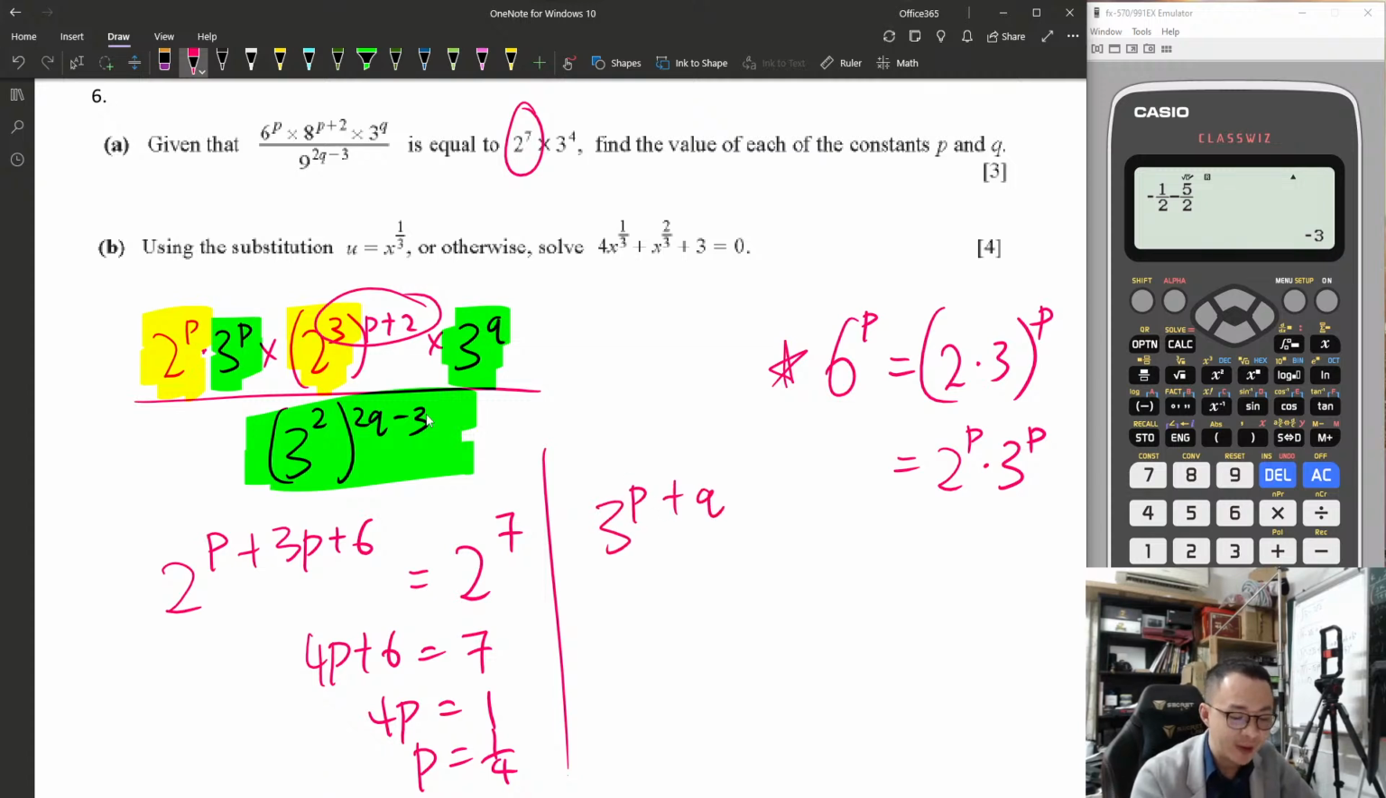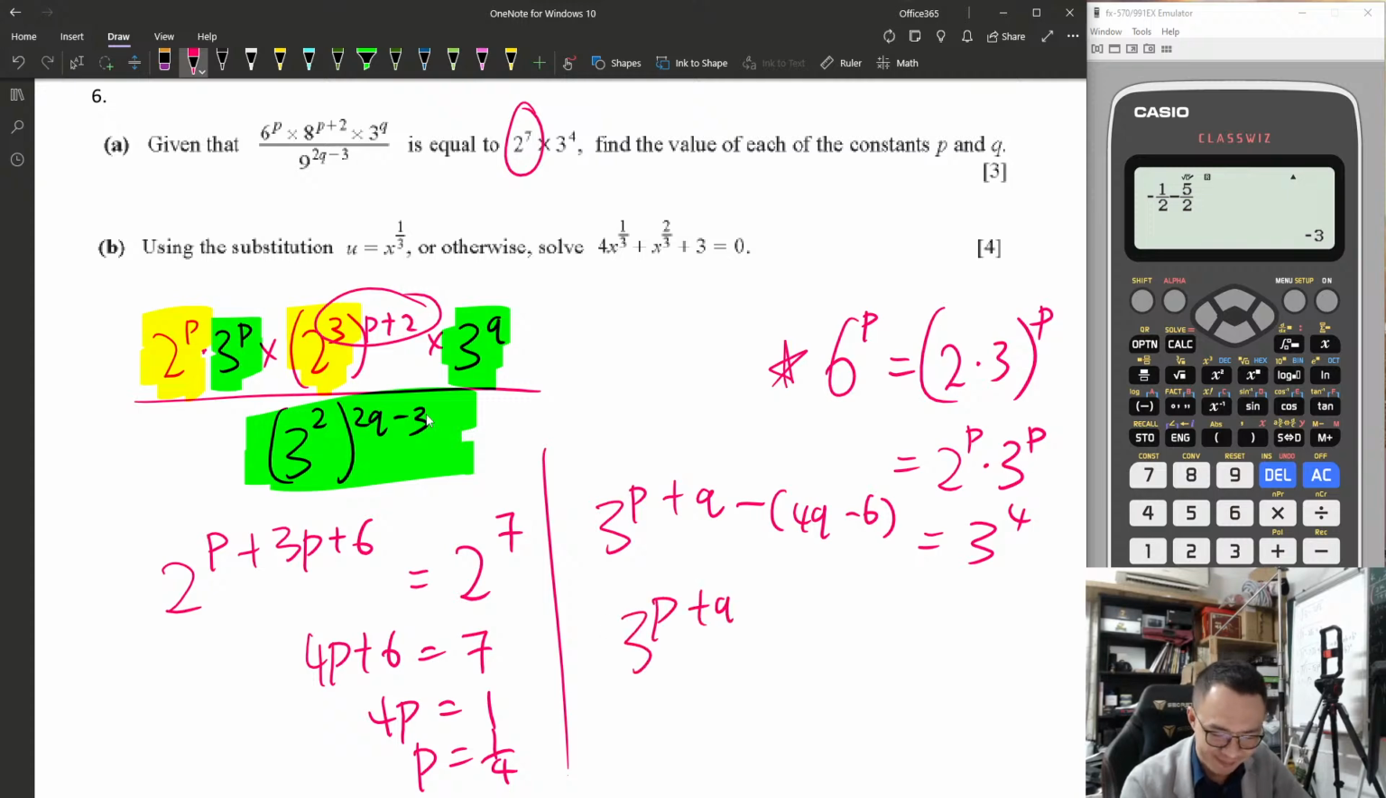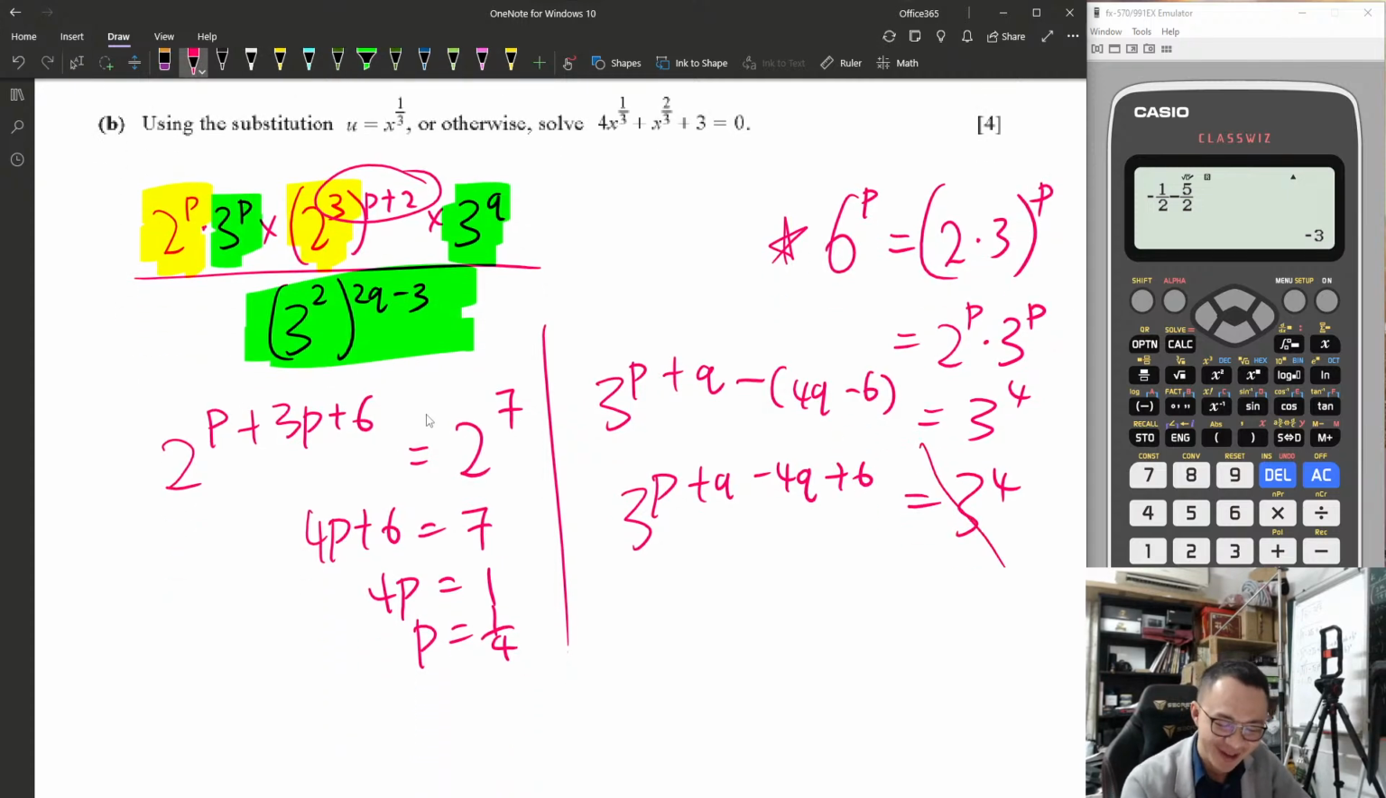Plus q divide minus. The bottom, if you expand, you should get 4q minus 6, which equals 3 power of 4. So definitely I will solve this thing here. Okay, 3p plus q minus 4q plus 6 equal to 3 power of 4. My god, so many values here. Alright, so p minus 3q plus 6, move to the other side, minus 6 becomes minus 2.